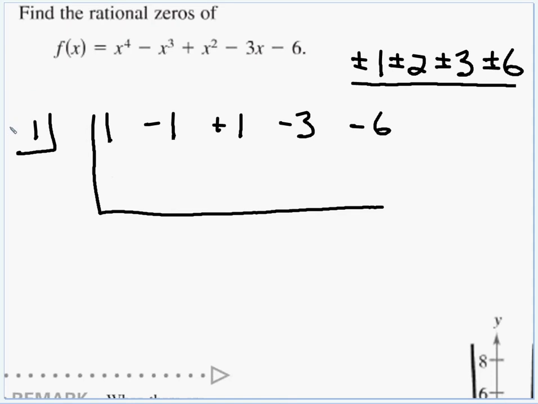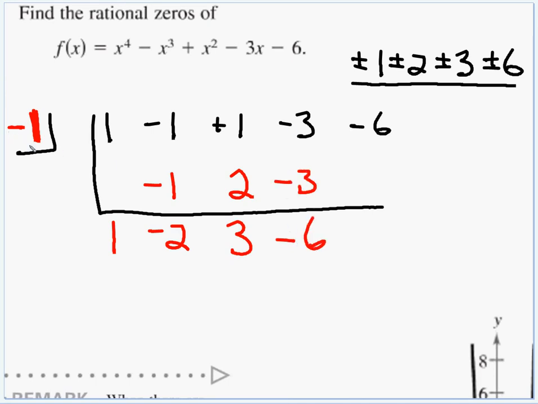Let's try negative 1. So bring down the 1 here. Negative 1 times 1 is minus 1, and we add to negative 2. Multiply there and get a 2. That adds up to a 3. Negative 1 times 3 is minus 3. Ooh, and that adds to negative 6. Here we go. Negative 1 times negative 6 is plus 6. 0 remainder. So we got it.